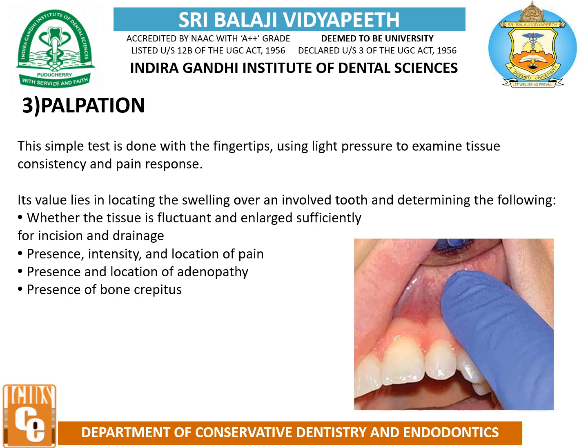Palpation. This simple test is done with the fingertips using light pressure to examine tissue consistency and pain response. Its value lies in locating the swelling over an involved tooth and determining the following features: whether the tissue is fluctuant and enlarged sufficiently for incision and drainage, presence, intensity and location of the pain, presence and location of adenopathy, and the presence of bone crepitus.